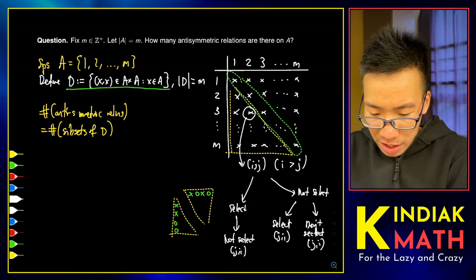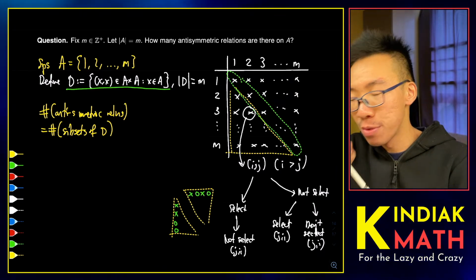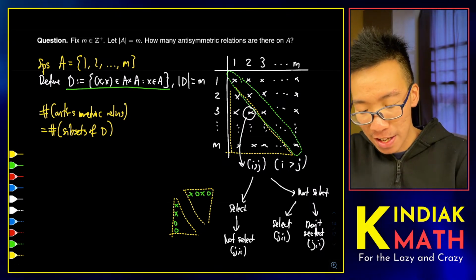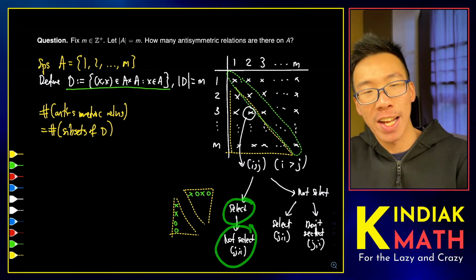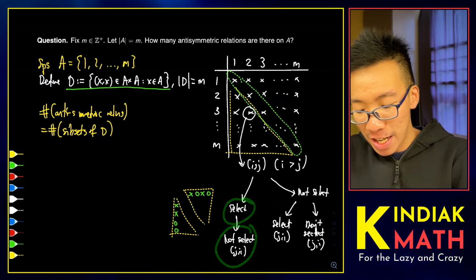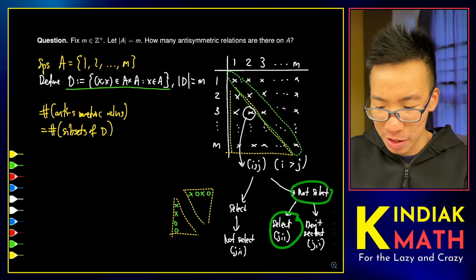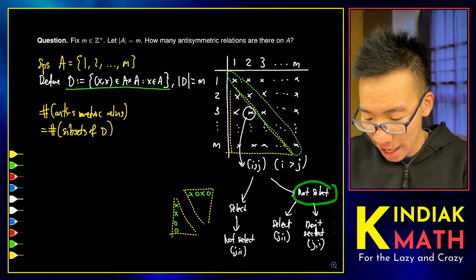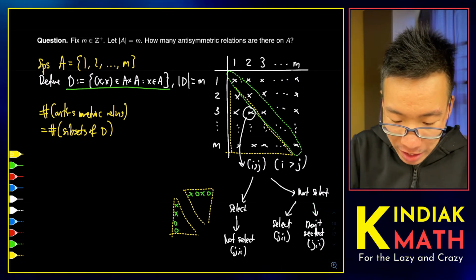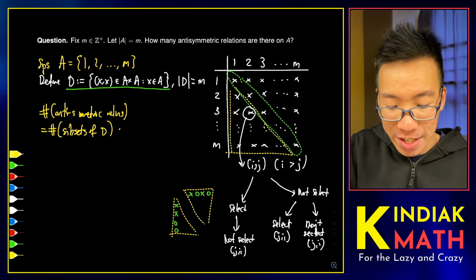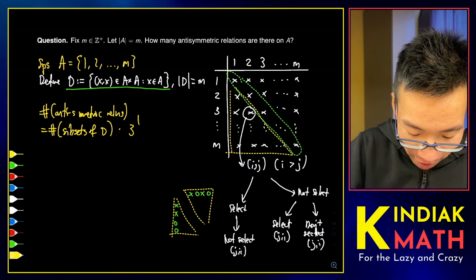So that's the idea. What this tells us is that for any point over here, we will get a total of 3 different possible relations. The first possible relation is that we select ij and do not select ji. The second relation is that we don't select ij and we select ji. And the third possible relation is that we don't select ij and we don't select ji. So for each item, we're going to get 3 to the power of the number of items here.